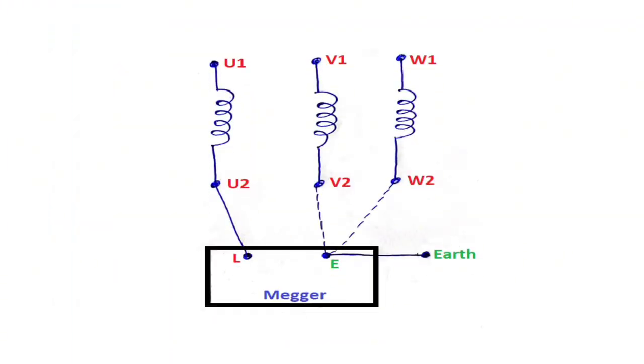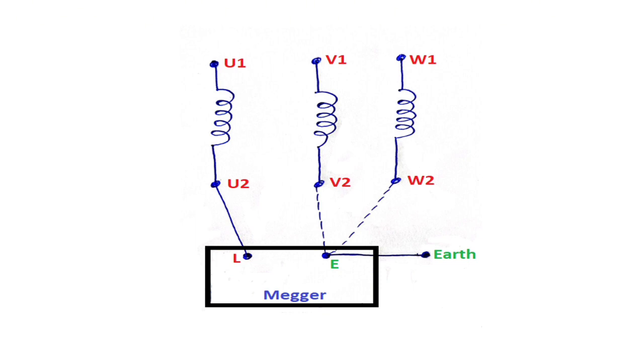This is the drawing of the motor that I drew. There are three windings in the motor, as I discussed with you. The three windings are insulated from each other. First, we will find the insulation between winding and earth, where I connected the Megger's line point to one winding and the earth point to the earth. So we will find the insulation between winding and the earth.